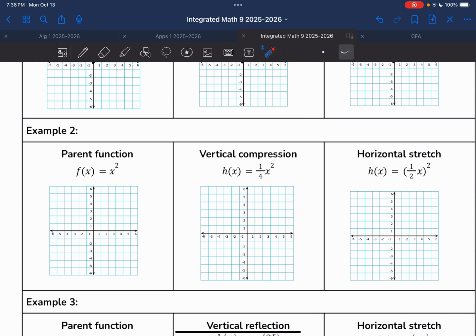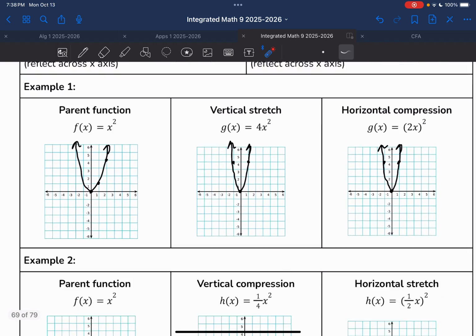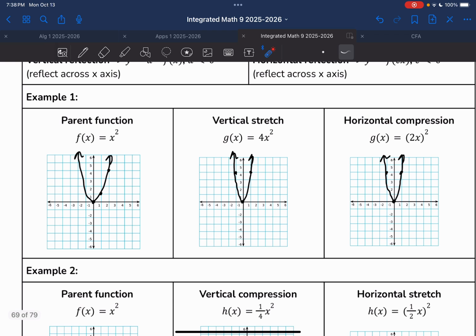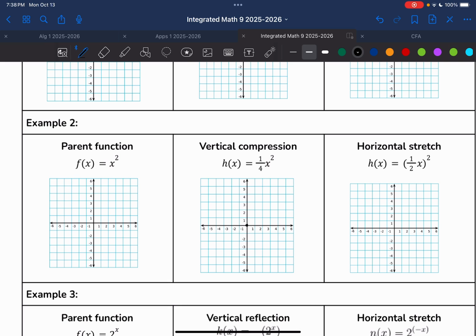And the same thing happens with horizontal stretches. So the other thing to note is that when you multiply the inside by a bigger number, we're compressing. When you multiply by a smaller number, we're stretching it out. So here, we still have our parent function. Goes like this.